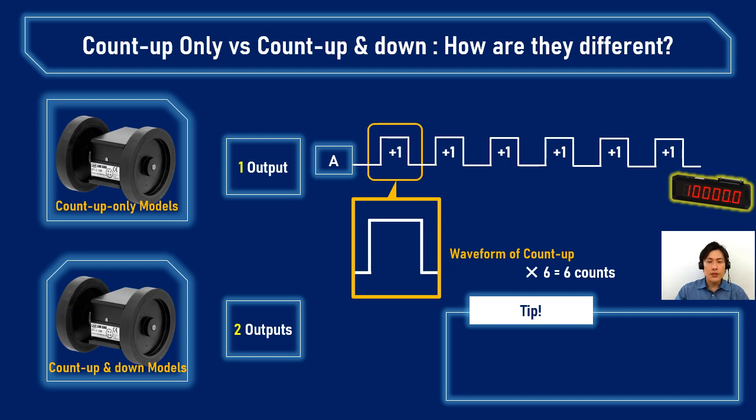And here's a tip. You can also use these models as count-down only models. Just connect CT1 to an input terminal for subtraction. Every time a pulse is input to the terminal, the count value will decrease.